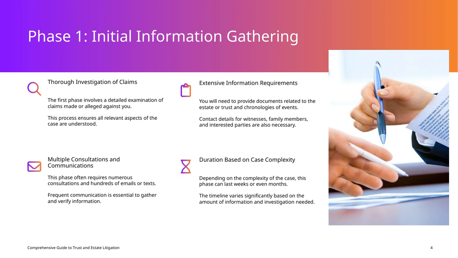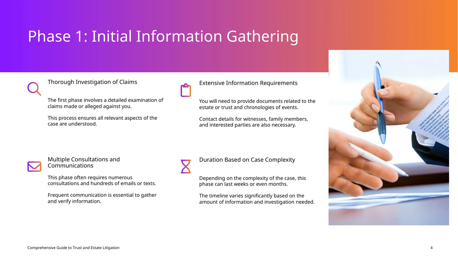This initial step is all about gathering detailed information. It begins with what we call the initial information gathering. During this phase, we carefully examine any claims made or alleged against you. The goal here is to understand every aspect of the case thoroughly. To do that, you'll need to provide us with relevant documents related to the estate or trust. Additionally, we'll want a clear chronology of events to piece everything together. It's also important to gather contact details for witnesses, family members, and interested parties, people who can shed light on the situation.